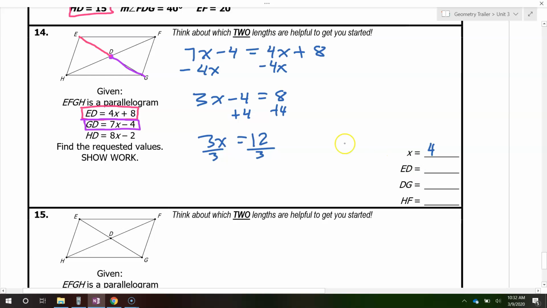Now, ED. ED is the red one. It is 4x plus 8. But now I know that x is 4, so that means 4 times 4 plus 8.